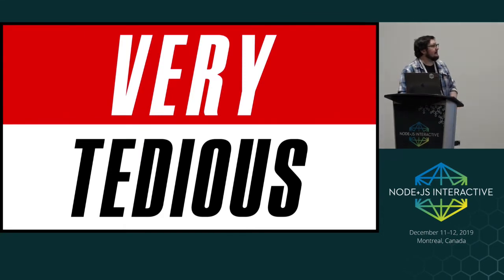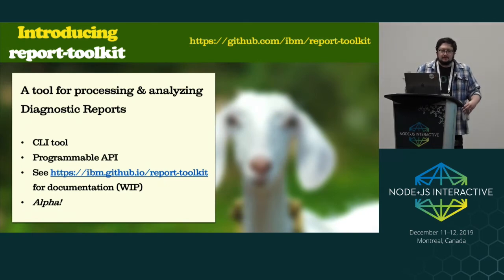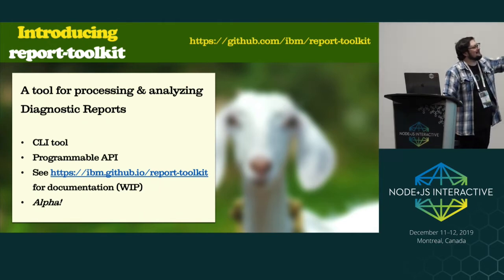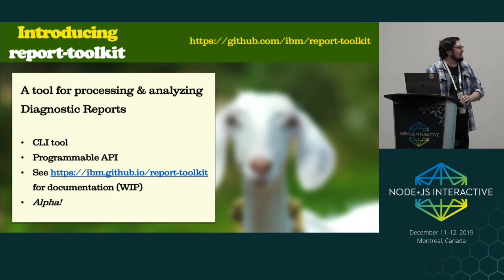So there is a tool that I was working on and it's out now, called Report Toolkit, and it's a tool for processing and analyzing diagnostic reports. It's kind of a multi-tool, so it does several different things. It's not Unix-y, you know. You know how multi-tools kind of suck to do any of those? Anyway, they don't do any one thing great, but I'm getting ahead of myself. This does some cool stuff. It gives you a CLI tool to consume these things, and there's a programmable API. And you can check out the docs, which are incredible. And there's the repo up there.